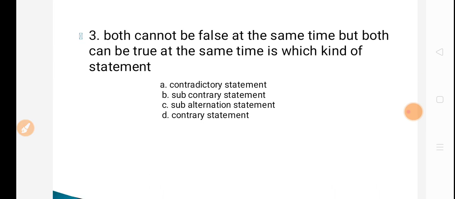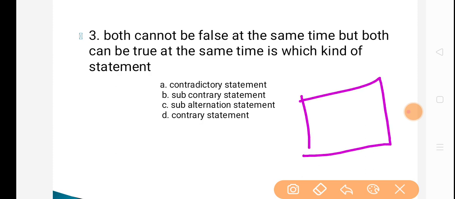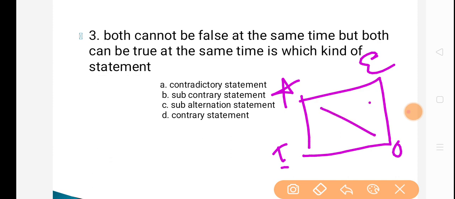Third question. Both cannot be false at the same time, but both can be true at the same time. In which kind of statement is this? Here they have four options. So you just draw the square box and mark A, E, I, O. We check the contradictory relation, which is between A, O and E, I. One is true, the other will be false. One is false, the other will be true. So that's not it.